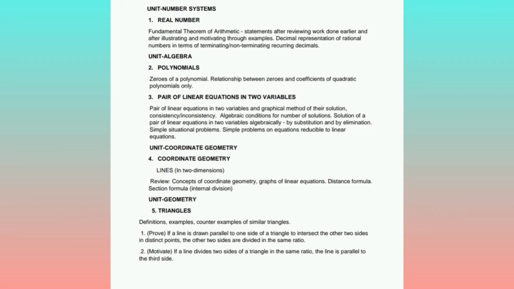Now I am talking about the syllabus, which portion is deducted from the number system. The unit is number system, the chapter is real numbers. In real numbers, the fundamental theorem of arithmetic: statements after reviewing work done earlier and after illustrating and motivating through examples, decimal representation of rational numbers in terms of terminating and non-terminating recurring decimals. Okay, this is from the real numbers chapter.